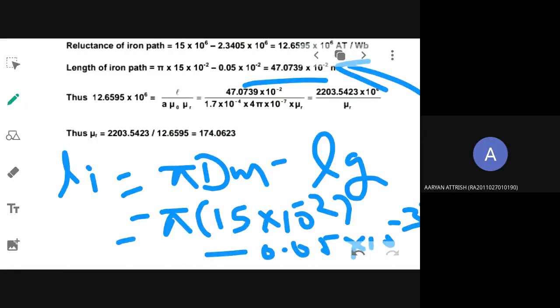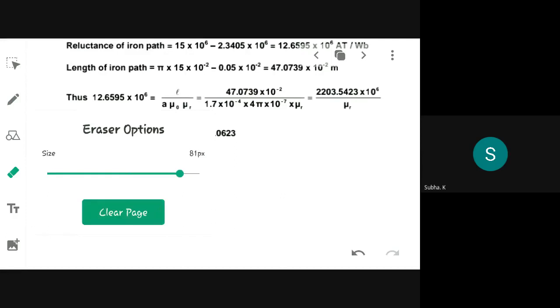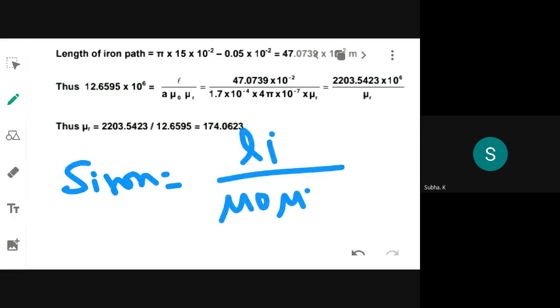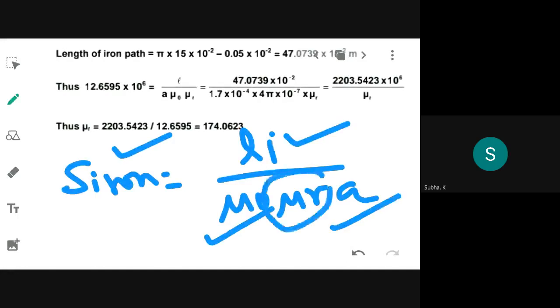Okay, now the last step. The iron path reluctance is equivalent to Li divided by mu naught mu r A. You have found Li and the reluctance of the iron path, mu naught is known, and area is also known to you. Mu r is the unknown parameter. Find out mu r. It is the relative permeability of the iron path.